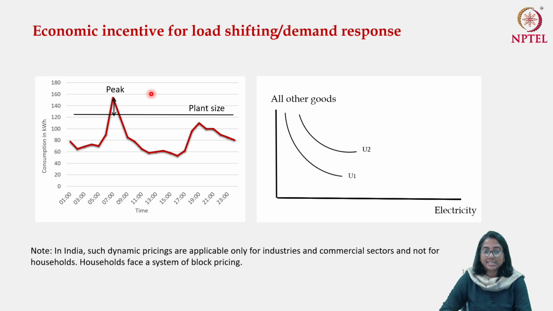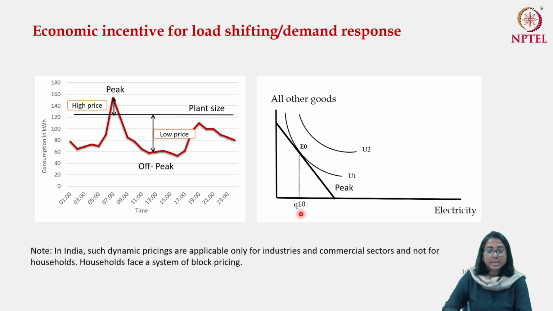If the price is high, then in a two commodity framework, where on the x-axis we are plotting electricity and on the y-axis we are plotting all other goods, we can represent the budget line during the high price like this. This budget line represents the budget line for the consumer during the peak period, resulting in the equilibrium at E0, and Q1 is the quantity of electricity that is demanded.